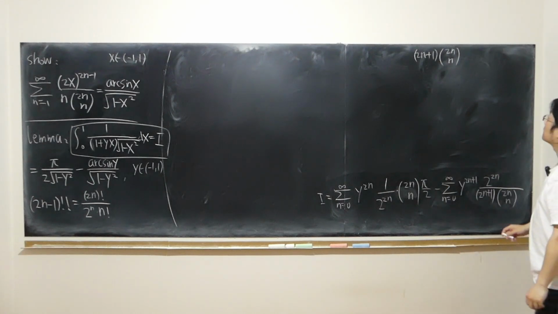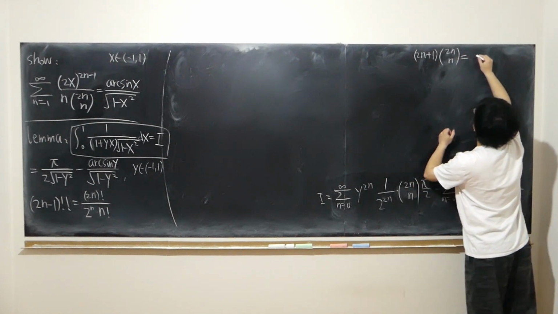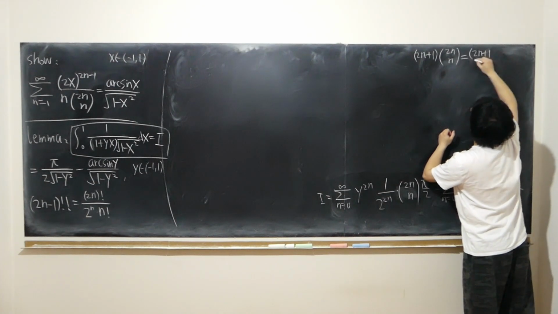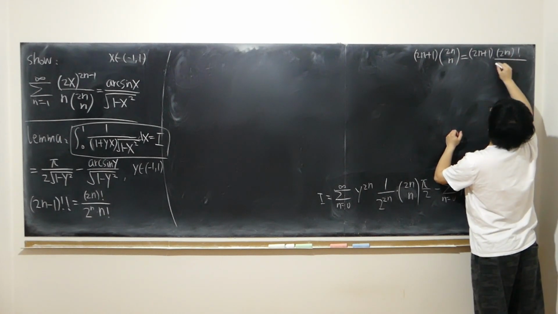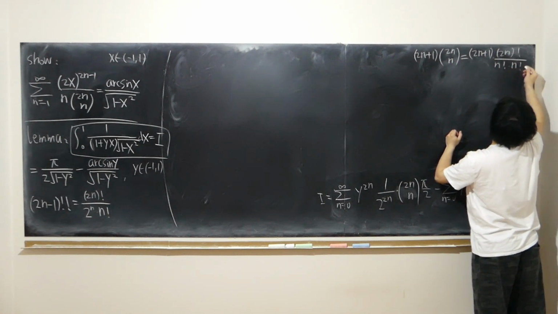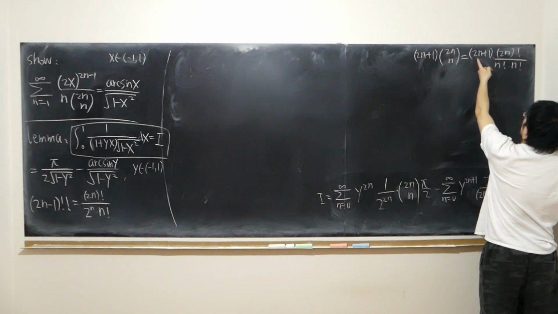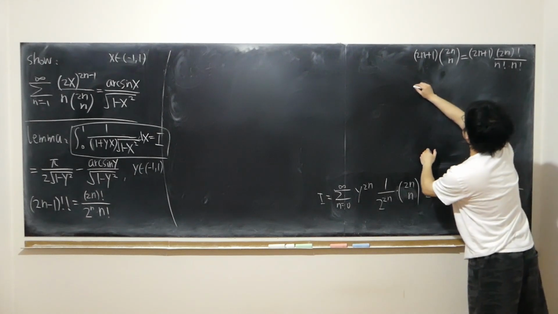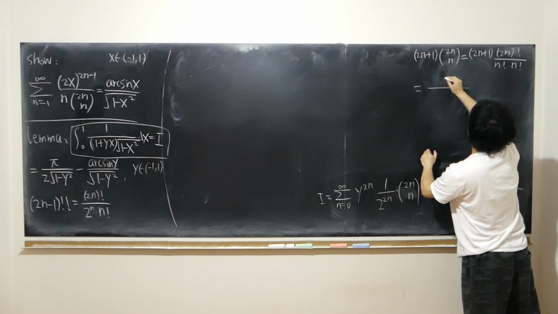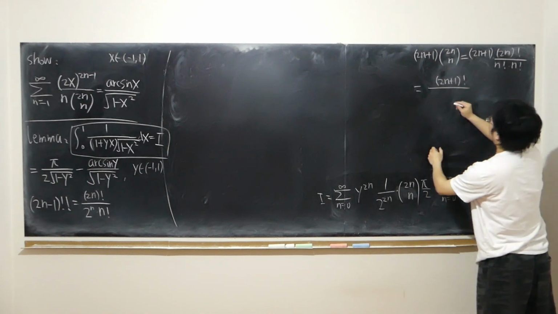How can we rewrite it? First of all, I say 2n plus 1 times 2n altogether factorial over n factorial times n factorial, according to the definition. Now this time, since 2n plus 1 times this factorial already gives me 2n plus 1 factorial, but I want to make it 2n plus 2 factorial.